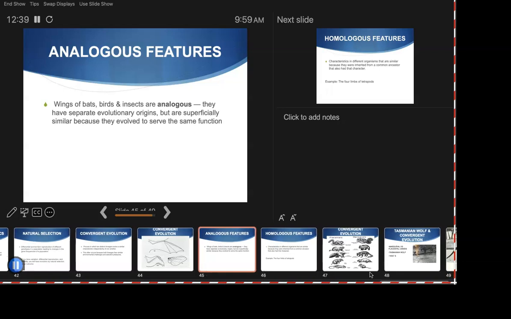These next two slides are just comparing two words that you've probably heard of, but they're a little difficult to separate sometimes. Analogous and homologous. A homolog and an analog. So wings of bats, birds, and insects are analogous. They have separate evolutionary origins, but are superficially similar because they serve the same function. So an analog is same but different.